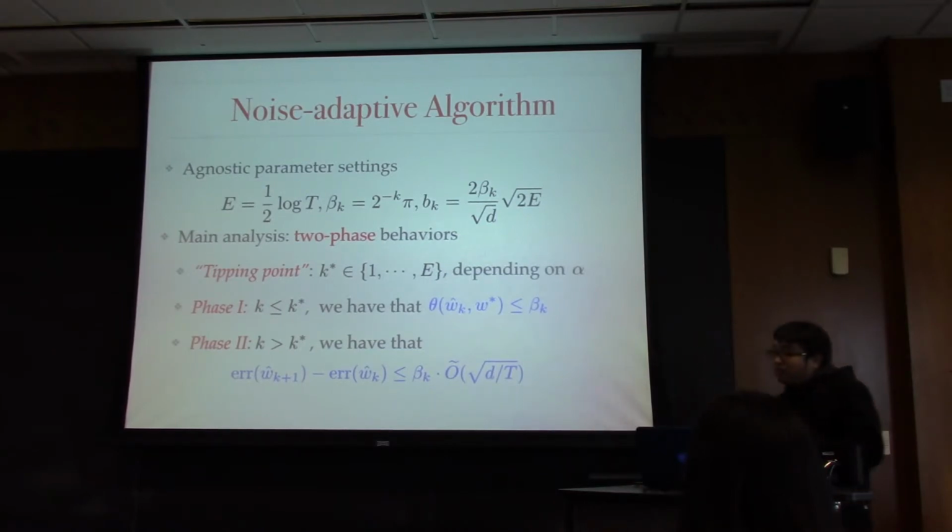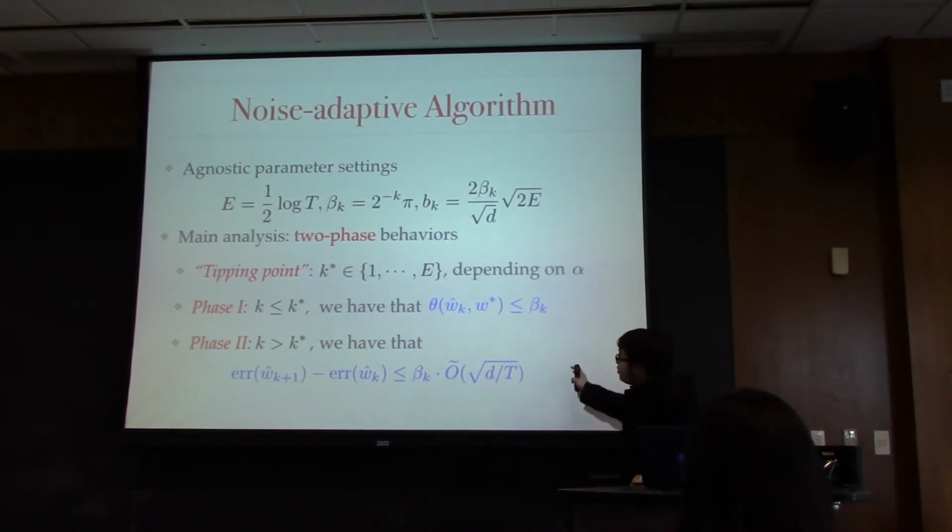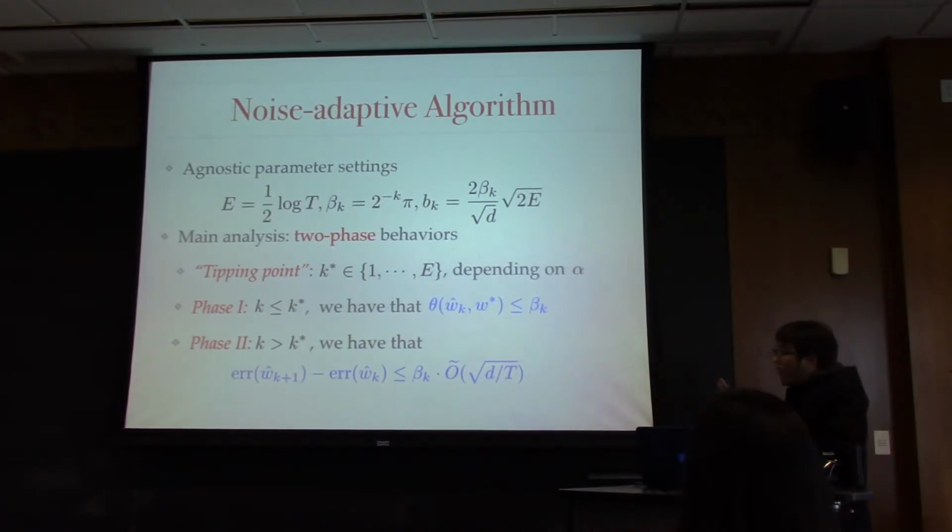because it's out of reach, but I can still guarantee that the excess error is close to the error of my last learned classifier. So this basically means after this tipping point, my error does not propagate wildly. So in the final stage, my classifier is still quite as good as the error at the tipping point W_{k*} hat.